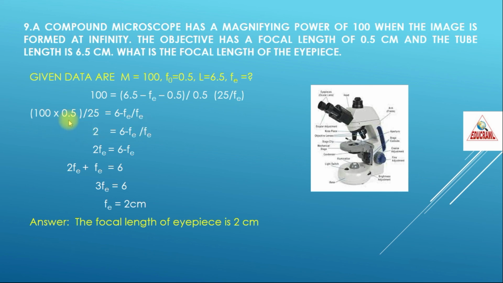Now, 100 into 0.5 divided by 25 is nothing but 2, which is equal to 6 minus Fe divided by Fe. Now, Fe, which is in the denominator on the RHS, we take to the LHS. Hence, it becomes 2 Fe is equal to 6 minus Fe. Now Fe you bring to one side. Hence it becomes 2Fe plus Fe is equal to 6. 3Fe is equal to 6. Hence Fe is equal to 6 divided by 3, which is nothing but 2 centimeter. That is, the focal length of the eyepiece is 2 centimeter.